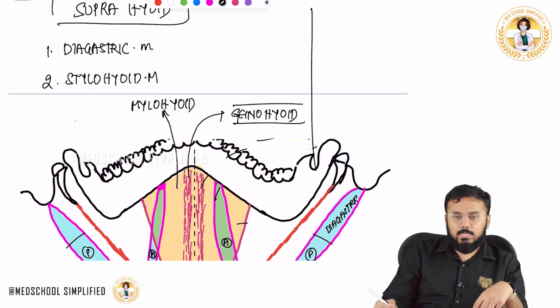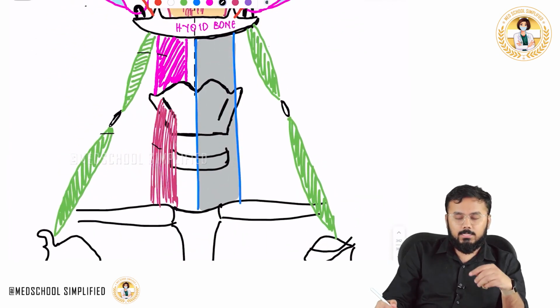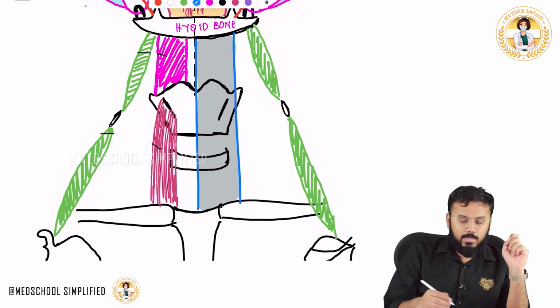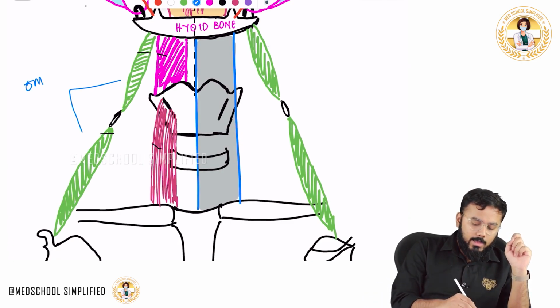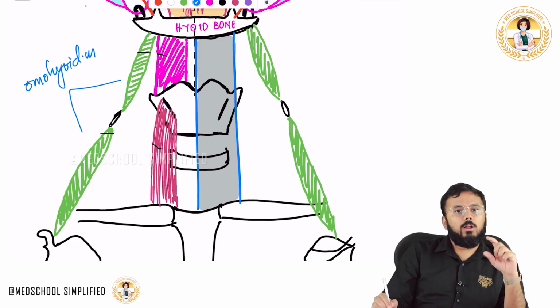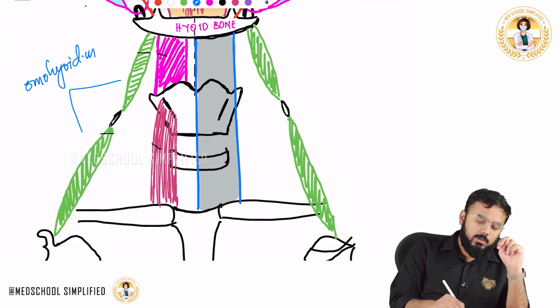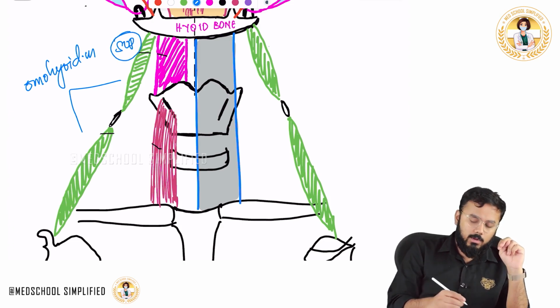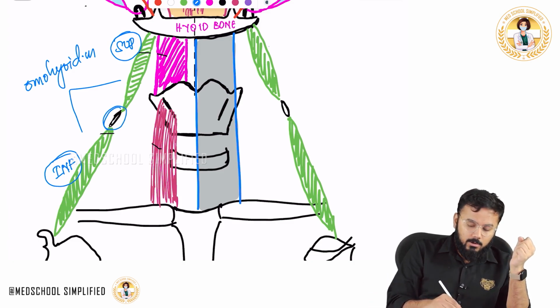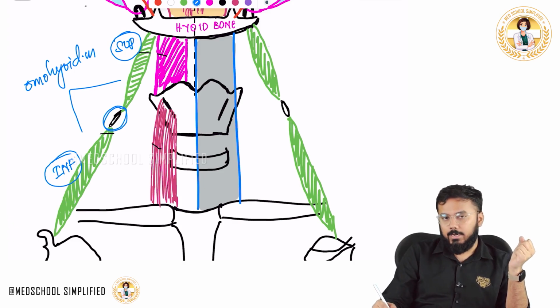Now let us discuss the infrahyoid muscles, that are the muscles located beneath the hyoid bone. The first important muscle you can see over here is called the omohyoid muscle. What is this omohyoid muscle? It has two bellies. This one is called the superior belly of omohyoid and this is the inferior belly of omohyoid. In between the two bellies, you see this particular tendon. This is called your intermediate tendon.